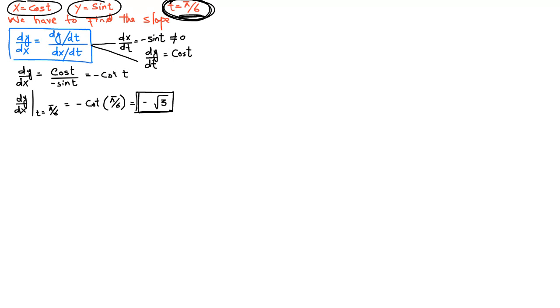Got it? You just have to find the derivatives. If you know the derivatives, you can easily find the slope of any parametric equation. Okay? Is this clear?